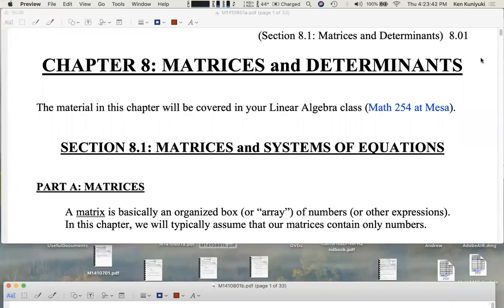Hi, everyone. We're going to start Chapter 8 with matrices and determinants. And we're going to see a lot of this material in, well, your linear algebra class, Math 254, which is a very popular class. Many students take it, even some non-STEM people. So Section 8.1 will cover matrices, what they are.